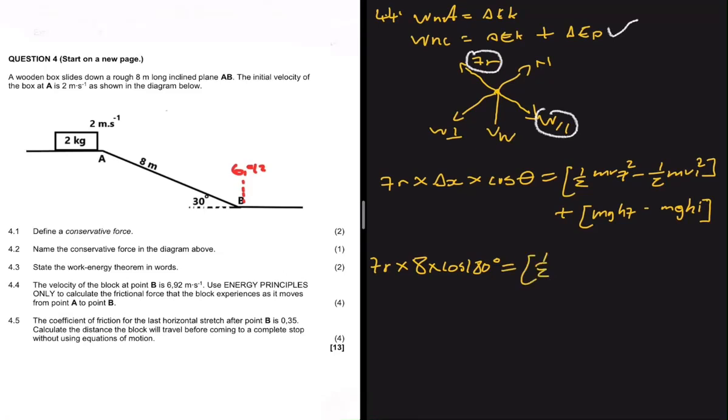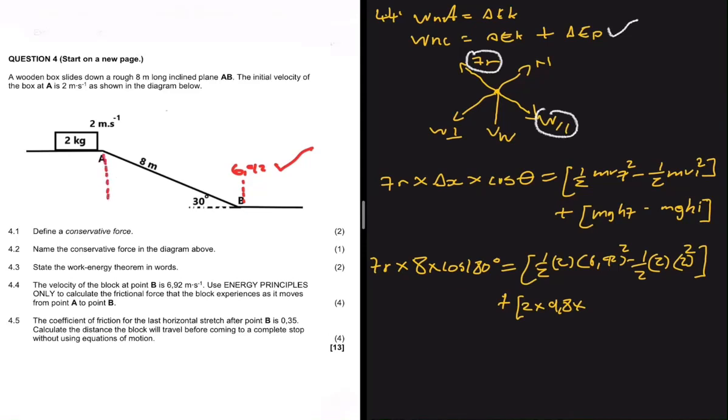And then that will be equal to a half. The mass of the object is 2 kg. And the final velocity, we've talked about it, is 6.92. So we have 6.92 squared, minus a half the mass of the object, which is 2, and the initial velocity, which is 2 meters per second, squared. And then we have plus m g h final. So the mass is 2 kg, and g, gravity, is 9.8, and then the final height. So now we have a problem. We need the height in order to use that equation, and we don't have it.